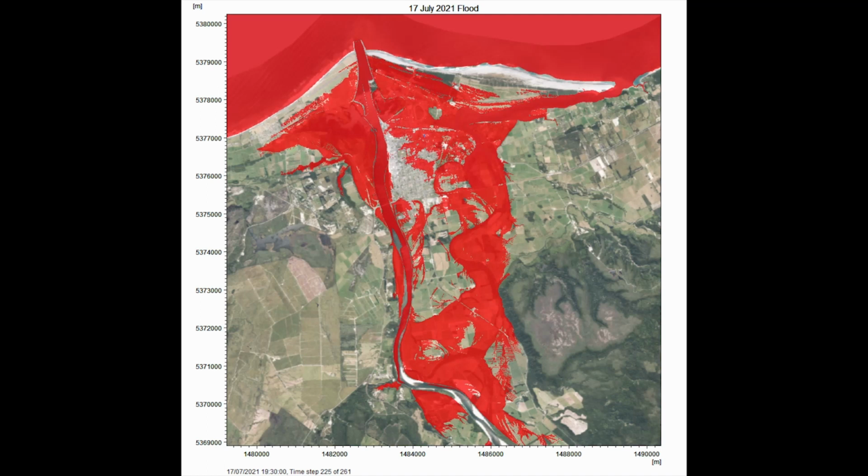The peak flooding that was observed during the event was at about 11 p.m. at night, and the model also accurately represents that timing. The local civil defence controllers have confirmed to me that the flood timing shown in the model matches what they observed on the ground during the day.